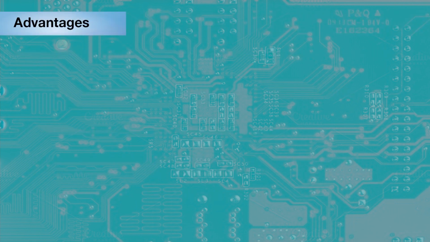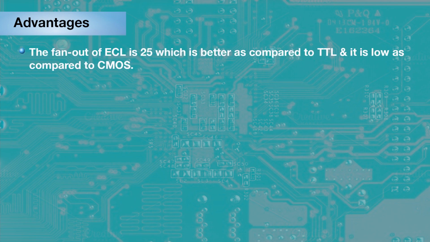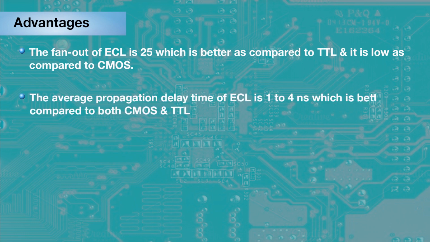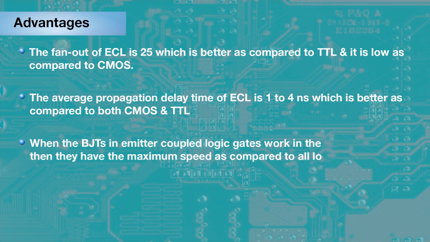The advantage of the ECL: the fan out of ECL is 25, which is better as compared to TTL, but low as compared to the CMOS. The average propagation delay time of ECL is 1 to 4 nanosecond, which is better as compared to both CMOS and TTL. ECL is thus called the fastest logic family, as when the BJT emitter coupled logic gates work in the active region they have the maximum speed as compared to all logic families.